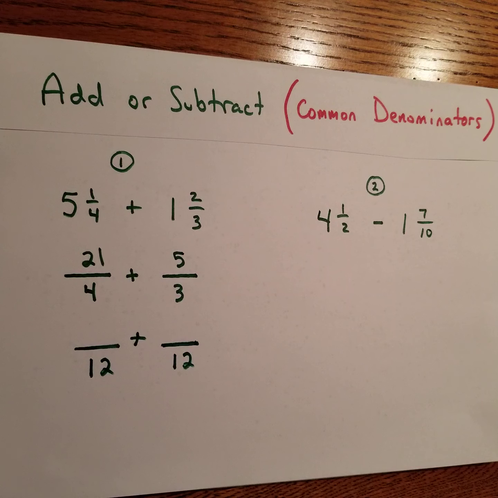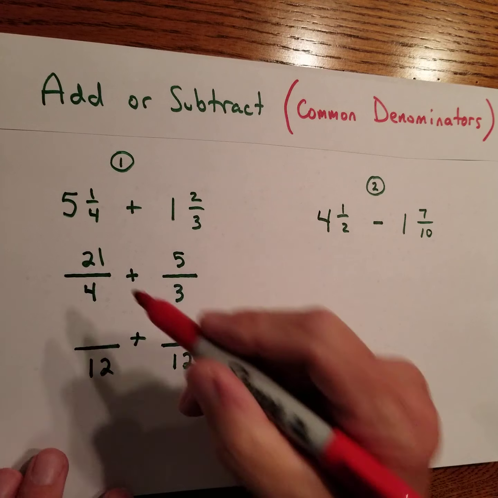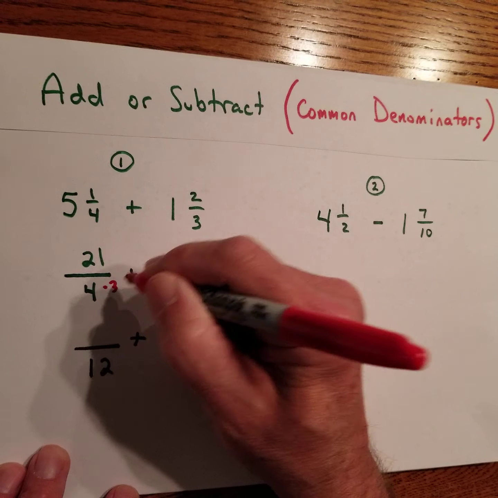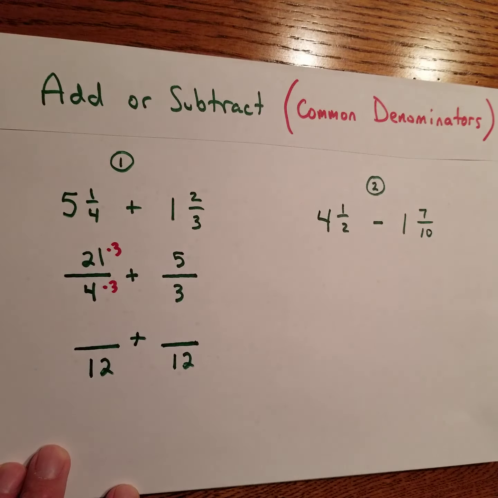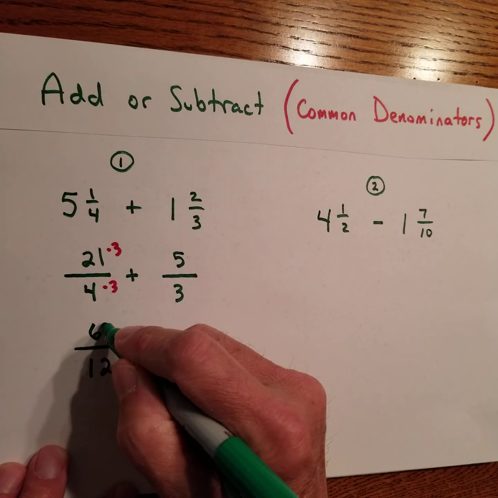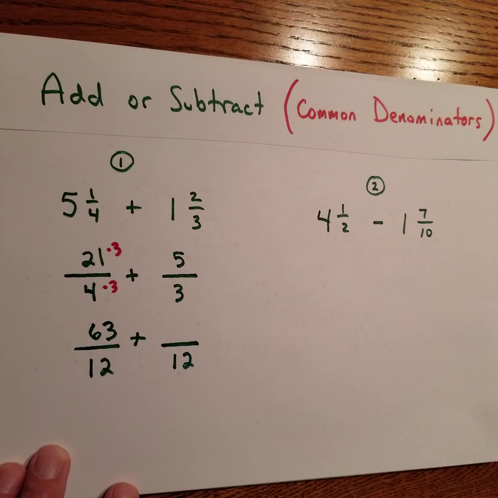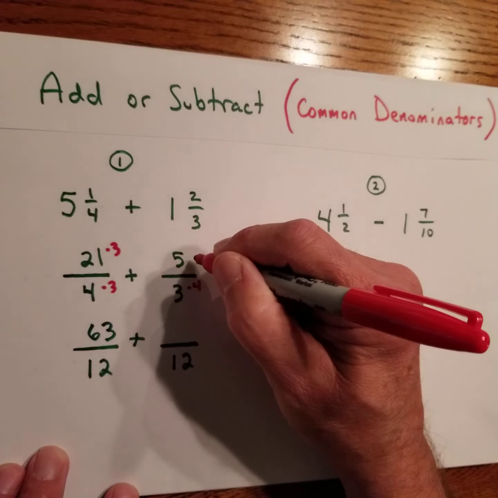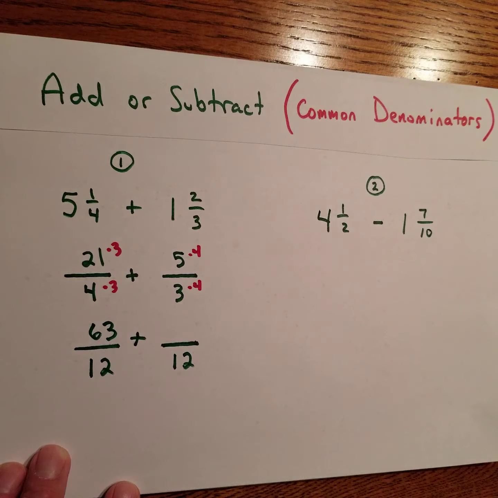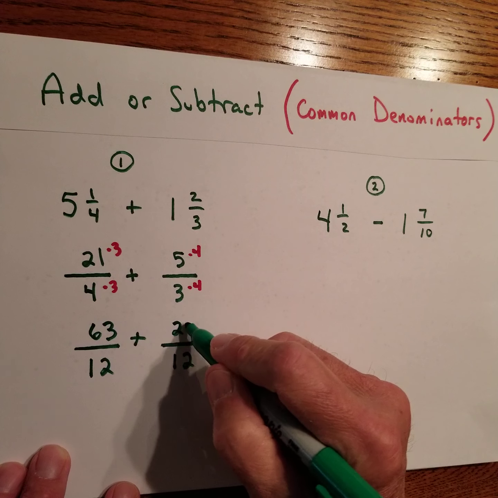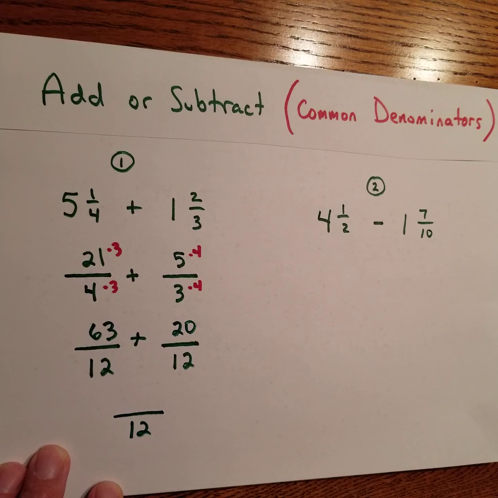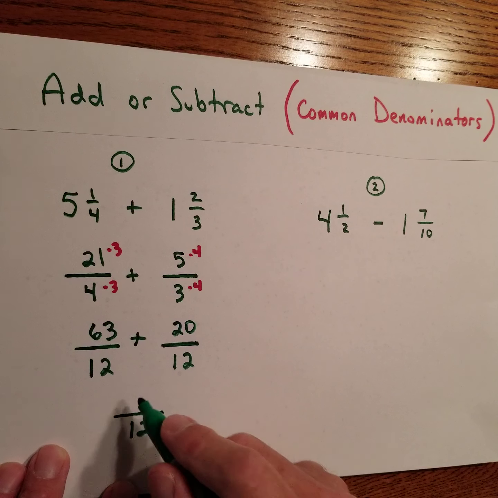Now build the numerators. What do you multiply times 4 to get 12? Is 3. And what do you multiply times 3 to get 12? That's 4. Keep that common denominator and add the numerators.